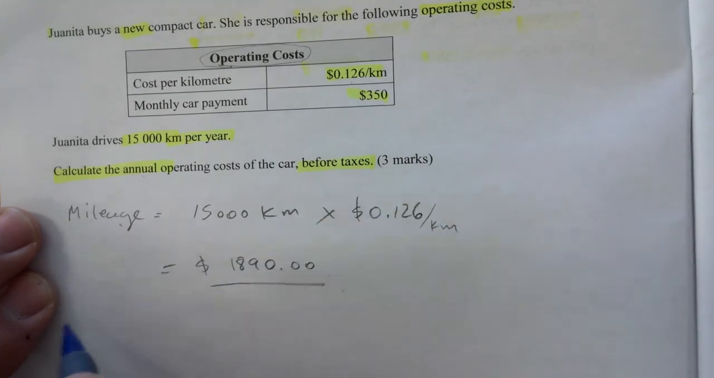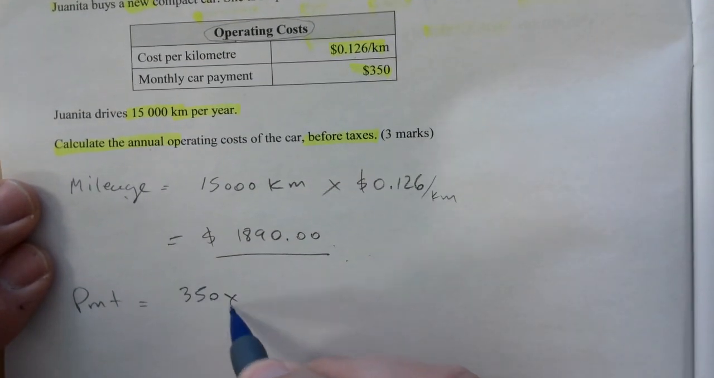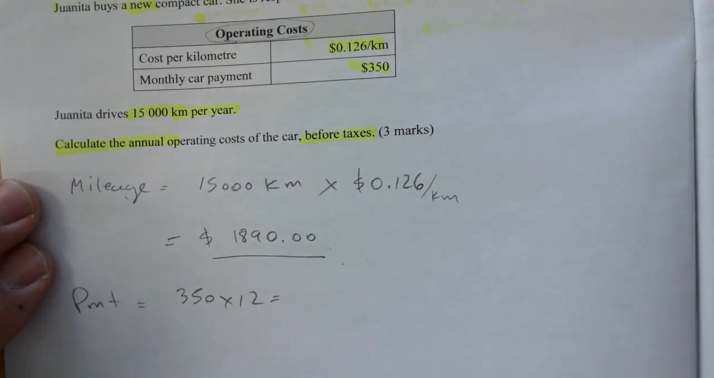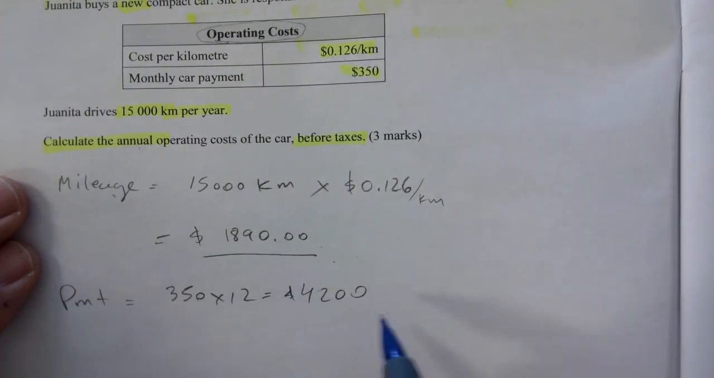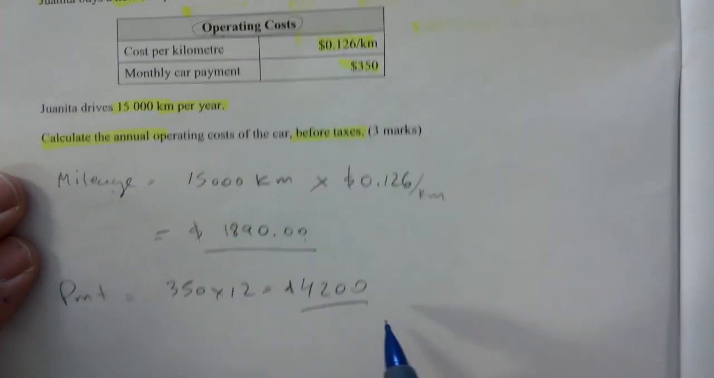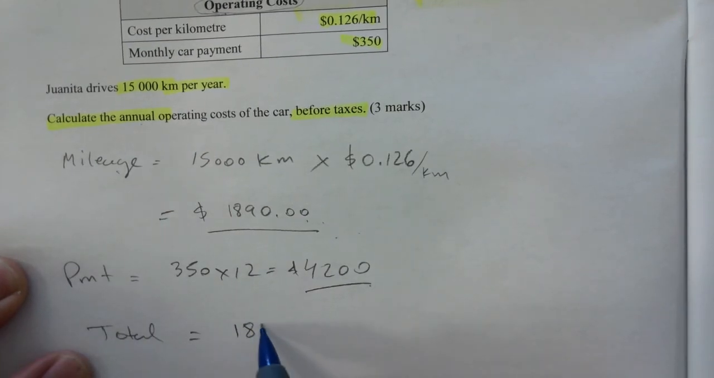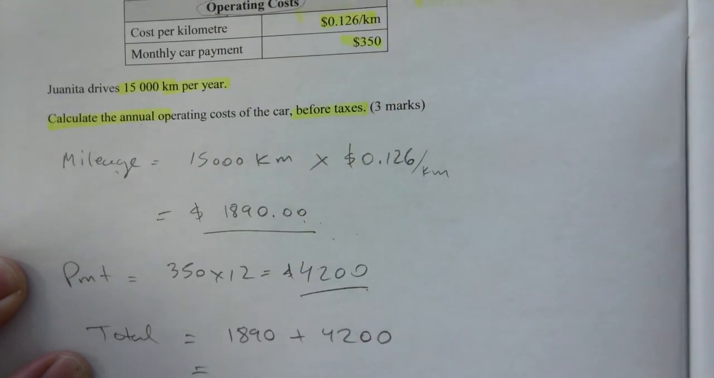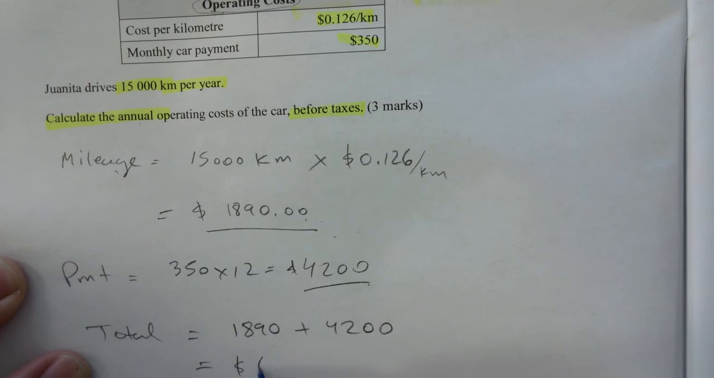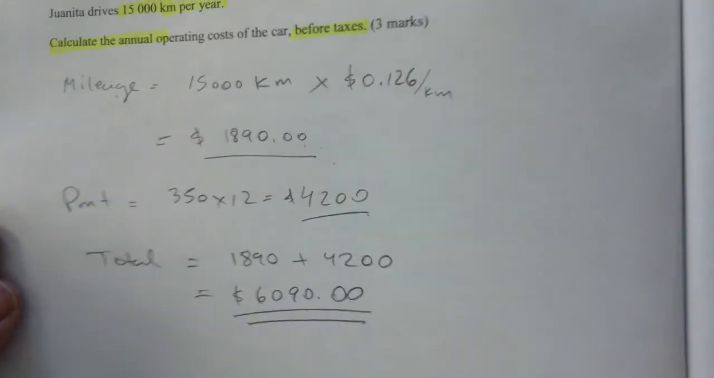Now we do the payment. For the year would be 350 times 12, and that's 4,200. So 1 mark, and then the total for the year would be 1,890 plus 4,200. That'd be 6,090. There it is.